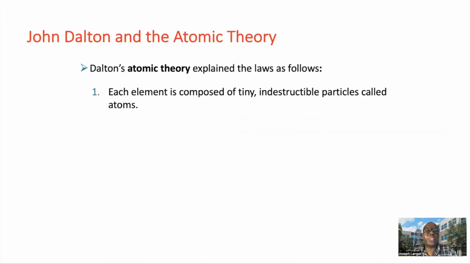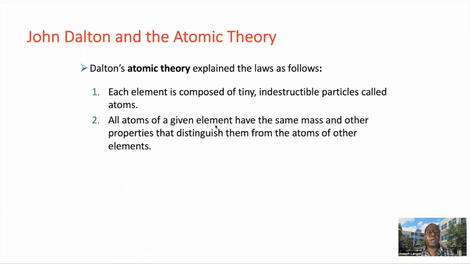Dalton's atomic theory. He did not illustrate what the atom looked like, but he just came up with a proposal. Sometimes we call this John Dalton's postulates on the atom. This is what he explained: elements, which are the elements on the periodic table, are each composed of tiny indestructible particles we call atoms. That's the reason why we don't see any change in mass during a chemical reaction: we are not destroying atoms.